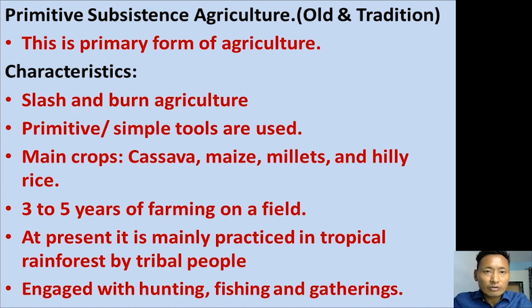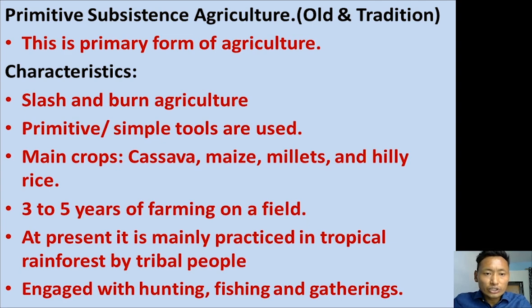In this type of primitive subsistence agriculture, they are using very simple tools such as sticks and stones. With these simple tools, they are cultivating the crops on a patch of land. Main crops, what type of crops they are growing: cassava, maize, millets, and hilly rice.